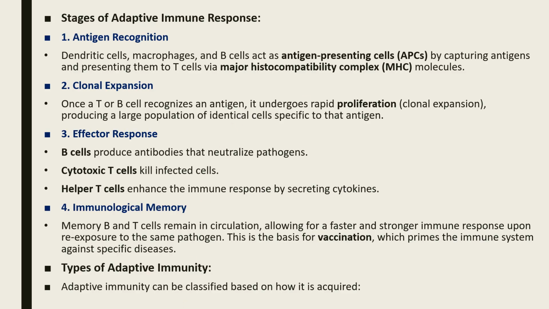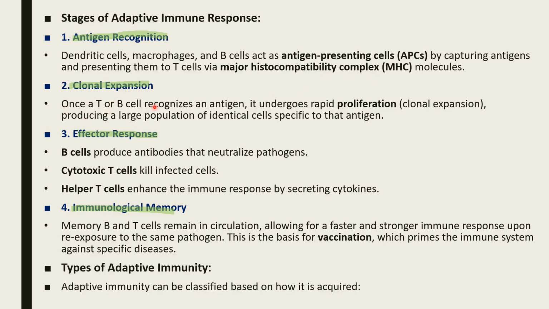Stages of adaptive immune response. Number 1, antigen recognition. Number 2, clonal expansion. Number 3, effector response. Number 4, immunological memory. Antigen recognition: dendritic cells, macrophages, and B cells act as antigen-presenting cells by capturing antigens and presenting them to T cells with major histocompatibility complex.